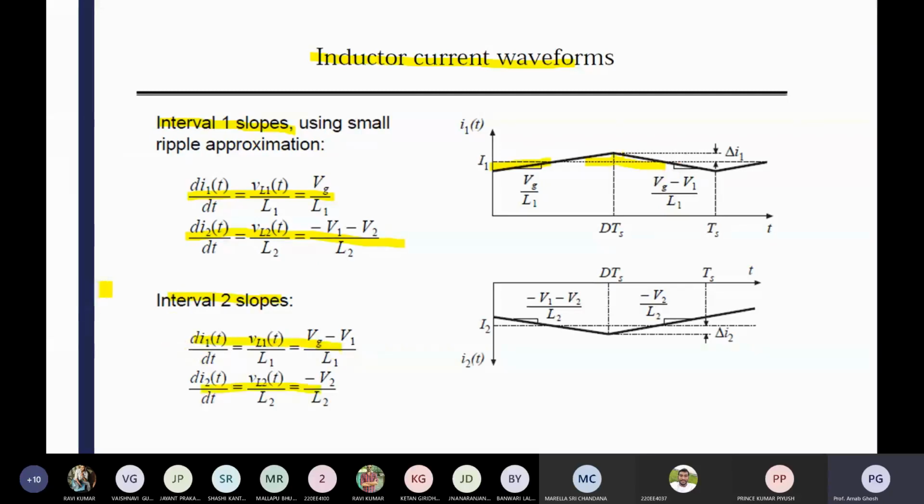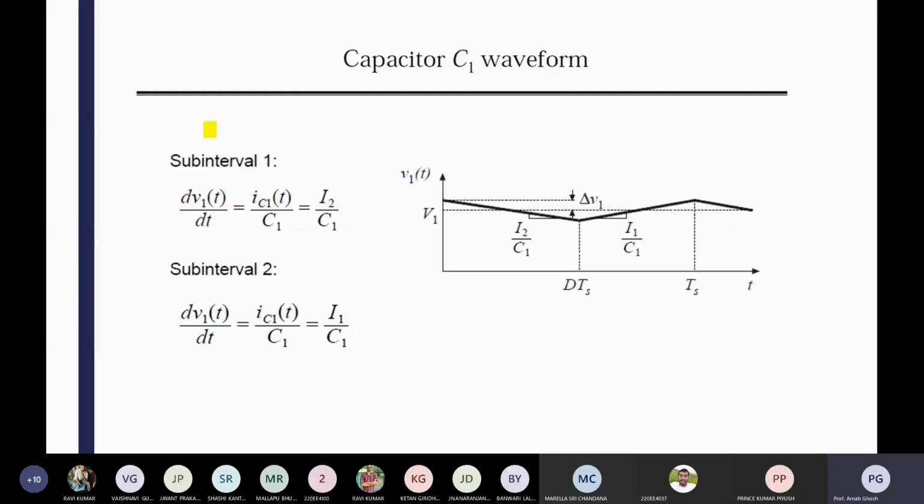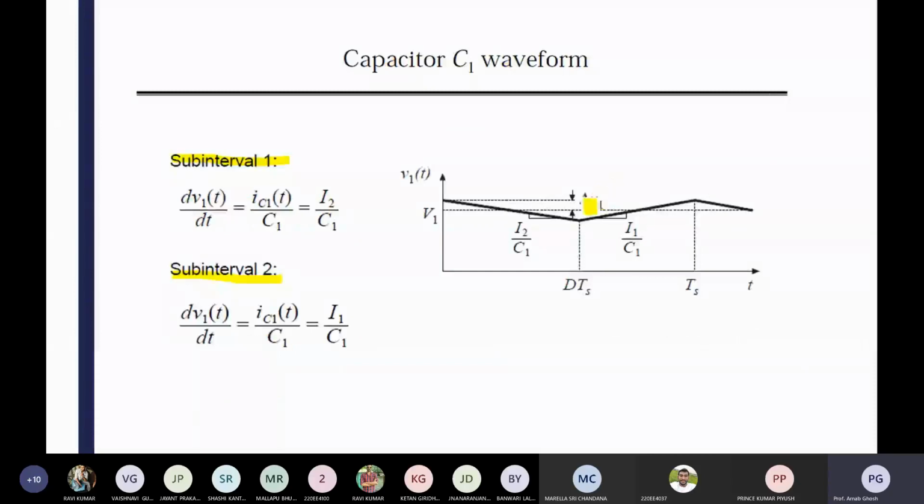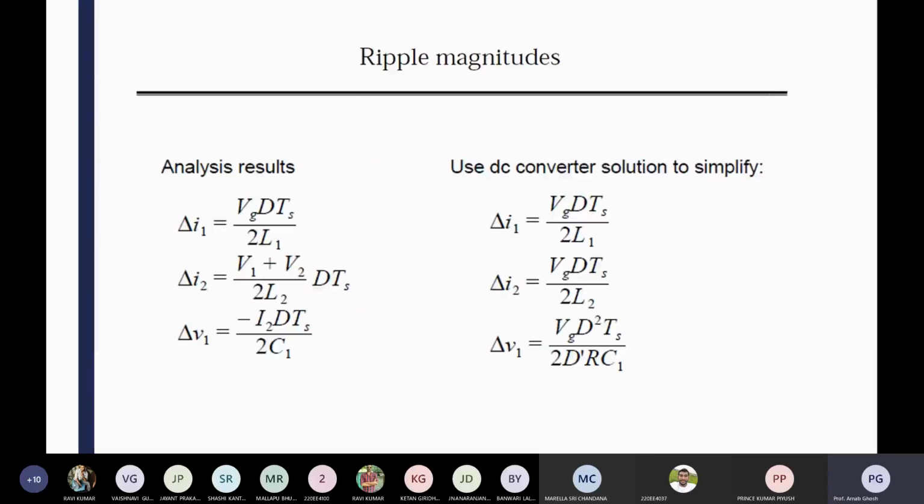IL1, IL2, so interval 1 and interval 2, you observe both. For the capacitor voltage, you again get sub-interval 1 and sub-interval 2, both of which you can also observe. So you use that value for calculating the current ripple, and here you use that calculation for getting the voltage ripple. So now you can go for the analysis.